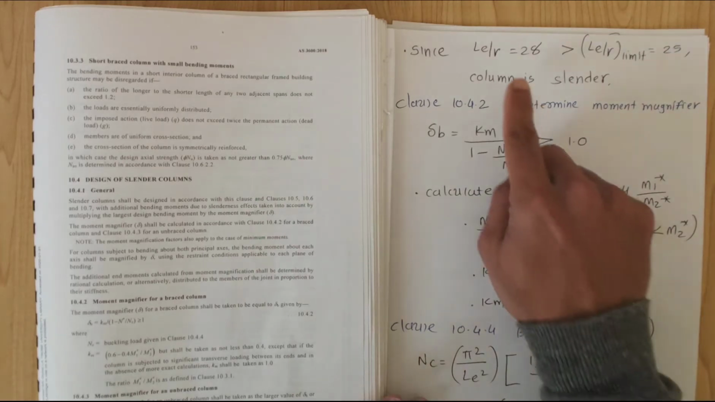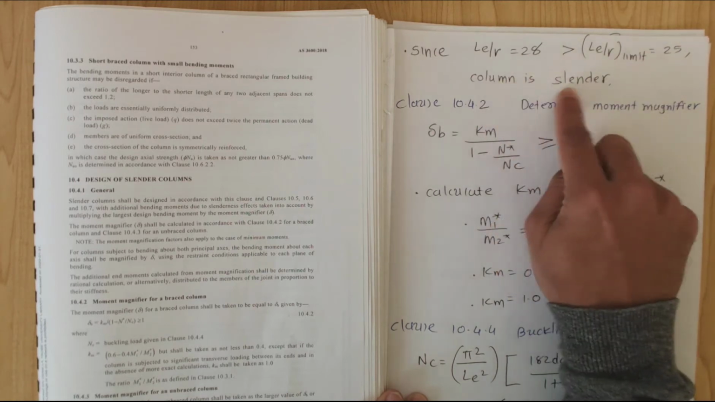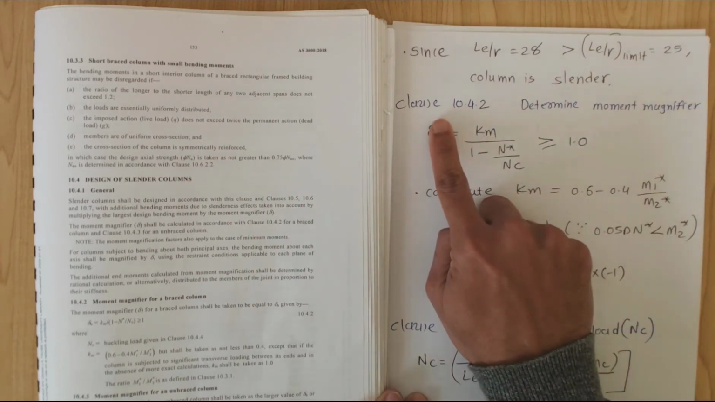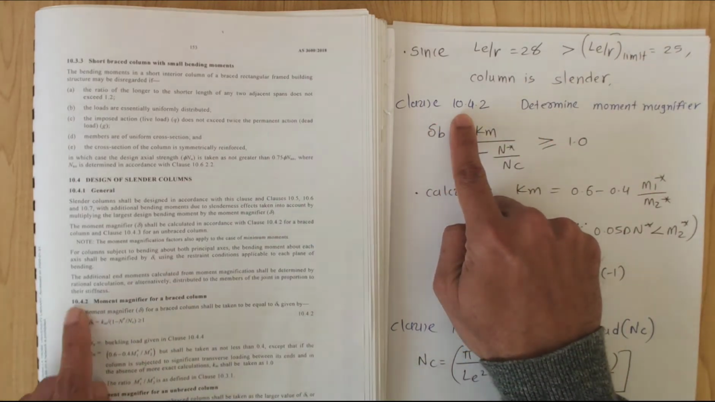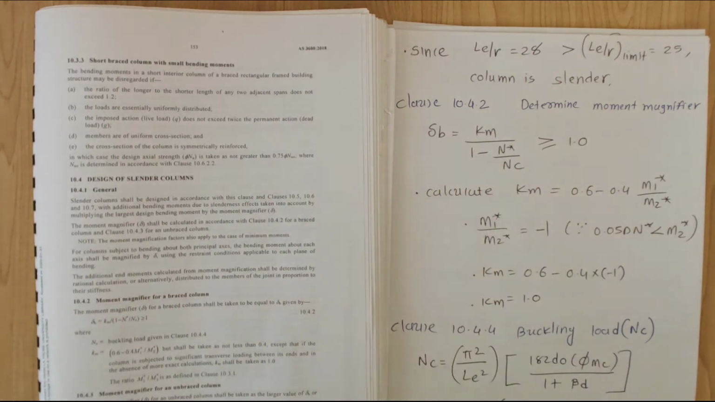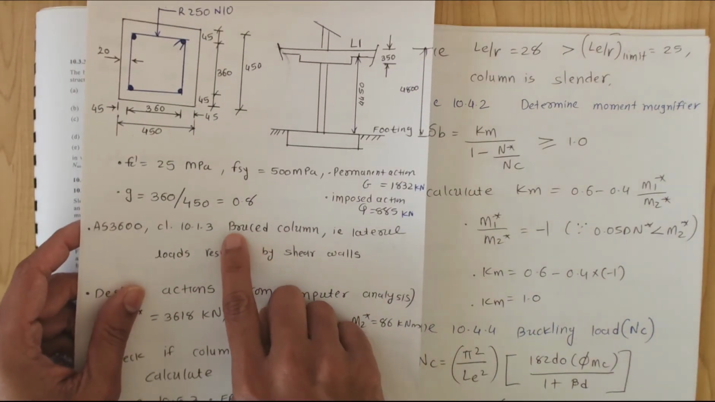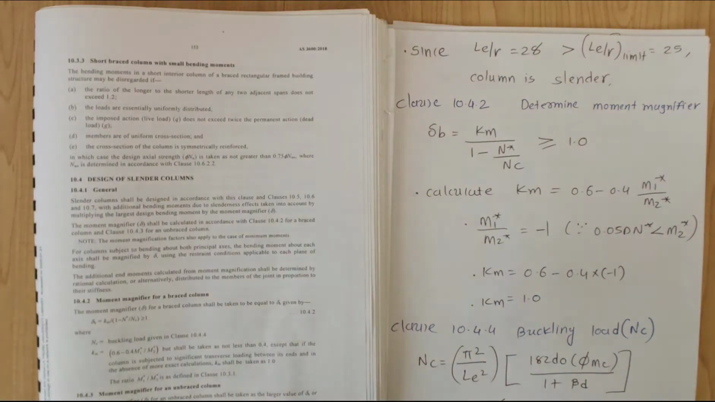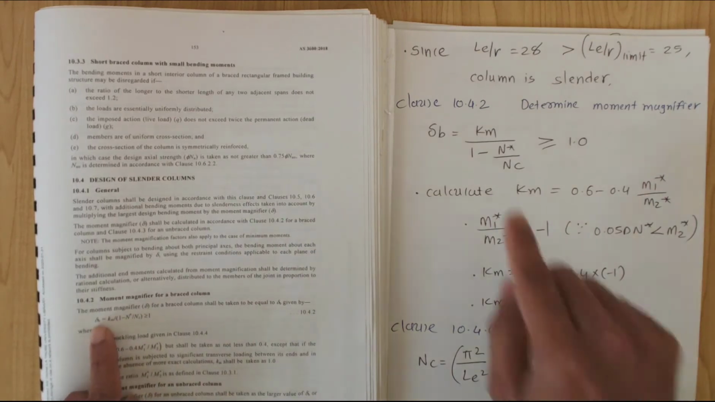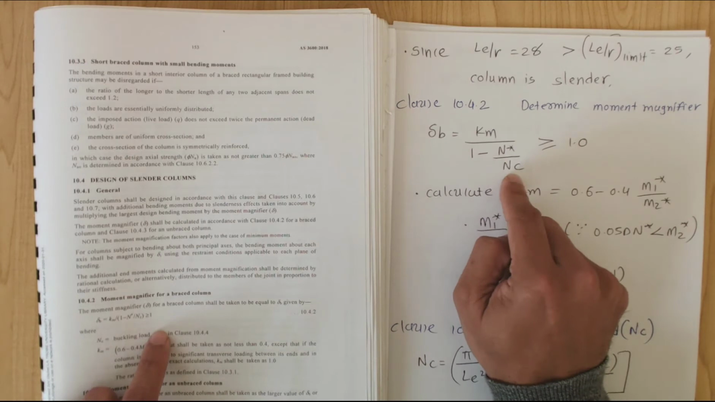Last video we looked at the slenderness ratio compared with the limit, and we found that the column is slender. Now in this video we're going to look at clause 10.4.2 to find the moment magnifier for braced columns. As we noted at the start of the example, it is a braced column, so we are designing it for braced columns. So the moment magnifier is delta B equal to Km over 1 minus N star over Nc.